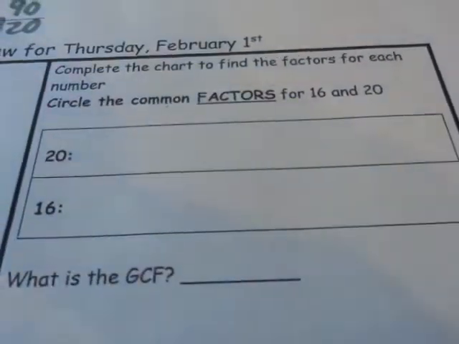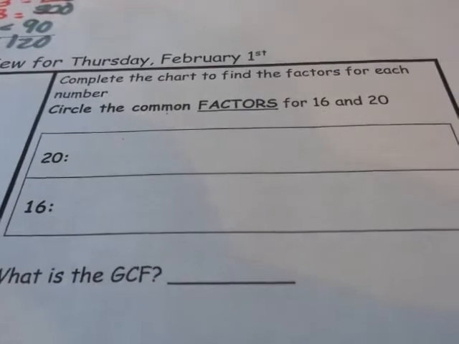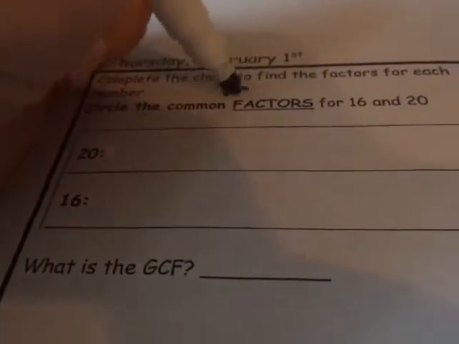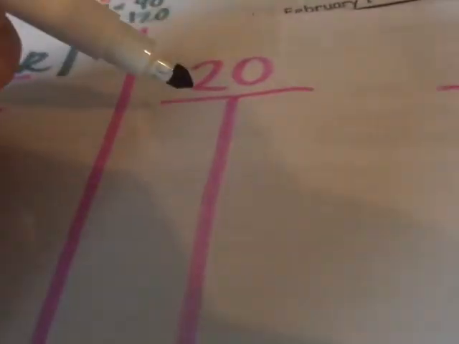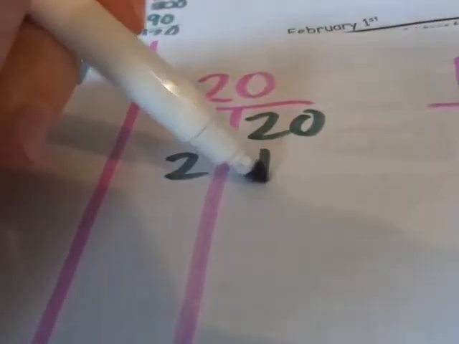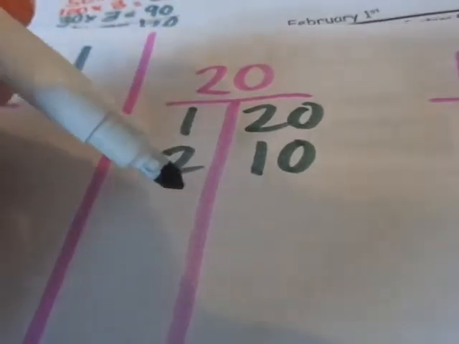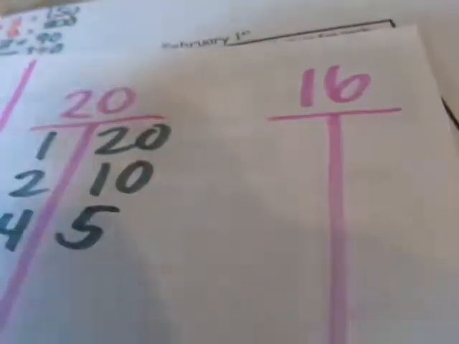Next question is asking me to complete the chart to find the factors for each number. Circle the common factors for 16 and 20. So when we think factor, hopefully you're thinking rainbow or tree. And so you're going to solve the factors for 20. So what equals 20? 1 times 20. 2 times 10. Nothing times 3. And 4 times 5.